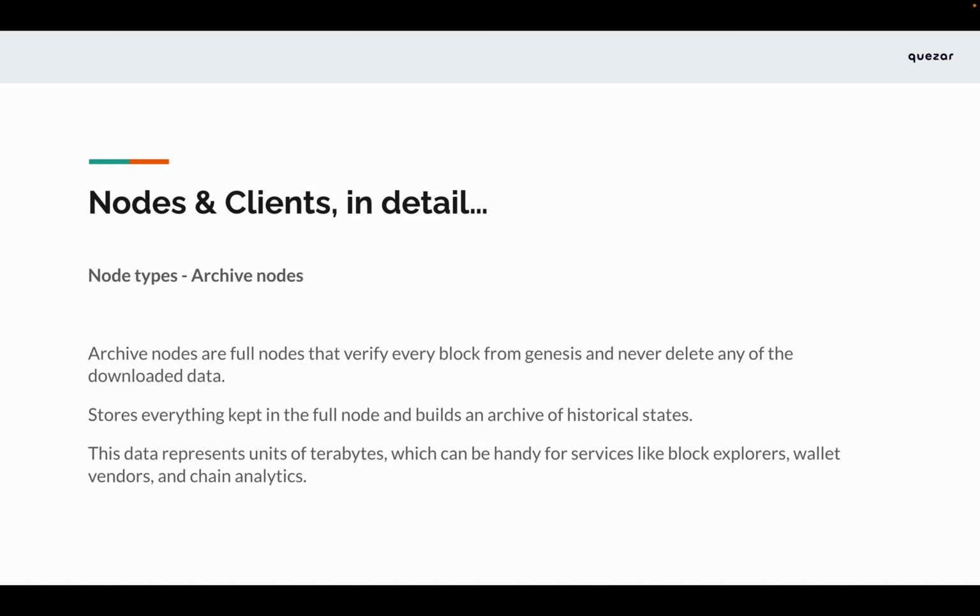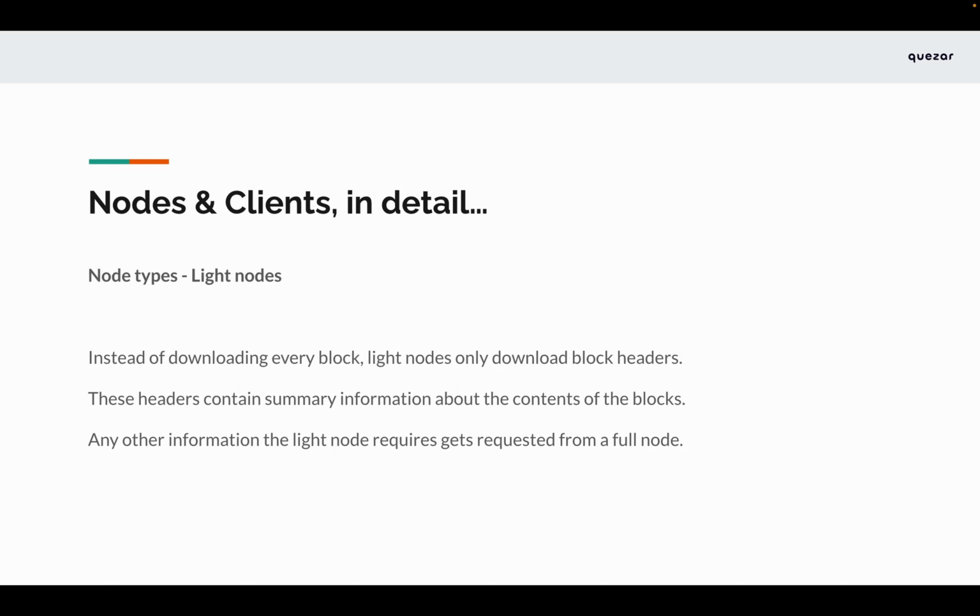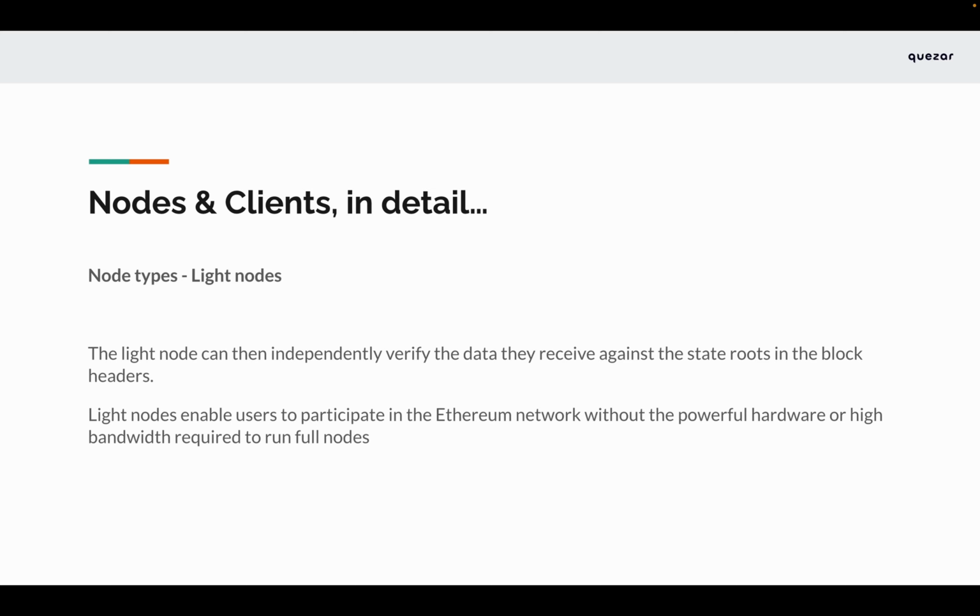This data is usually handy for services that heavily rely on blockchain data, like block explorers, wallet vendors, and chain analytics organizations. Lastly, we have light nodes. Instead of downloading every block, light nodes only download the block headers. These headers contain summary information about the contents of the block, and if the light node requires any other information about the block, they request it from a full node. They can then independently verify the data that they receive against the state roots of each block header. The main advantage of light nodes is that they enable users to participate in the network even if they don't have the necessary resources to be able to run a full node.